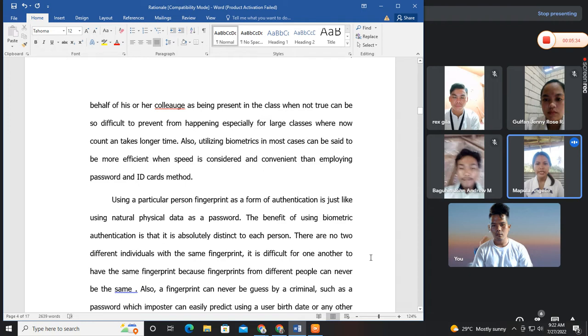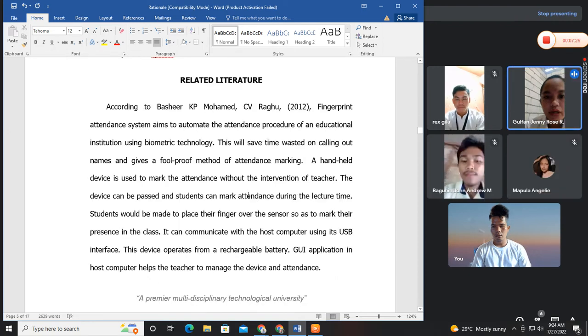Related literature. According to Bashir P. Muhammad, the fingerprint attendance system aims to automate the attendance procedure of an educational institution using biometric technology. This will save time wasted in calling out names and gives a foolproof method of attendance marking.